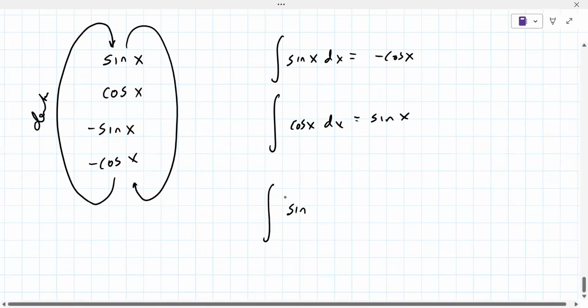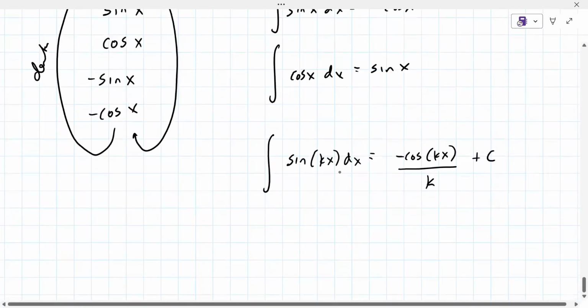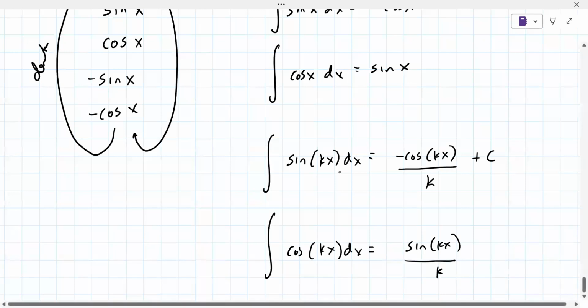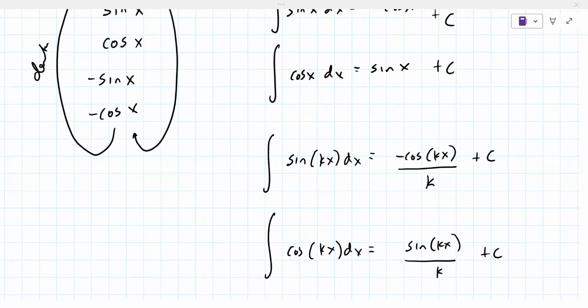The integral of sine kx dx is minus cosine kx divided by k plus c. The integral of cosine kx dx is sine kx divided by k plus c. And these are also plus c, I guess I should have written that. Sorry, I was taking a picture of that one because I'm gonna add that one to my notes. That makes sense. It's just a little weird.